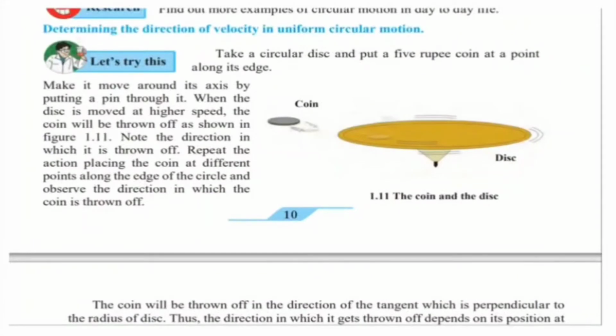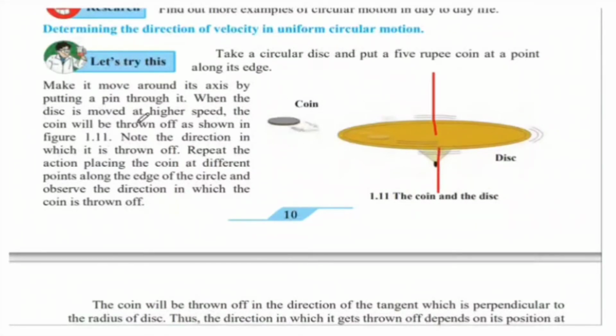The next topic is determining the direction of velocity in uniform circular motion. Let's try this. Take a circular disc. A disc is a round object like a plate, and put a 5 rupee coin at a point along its edge, that is at the end of the plate. Make it move around its axis. Axis is a perpendicular line passing through the center by putting a pin through it. So they've put a pin at the axis.